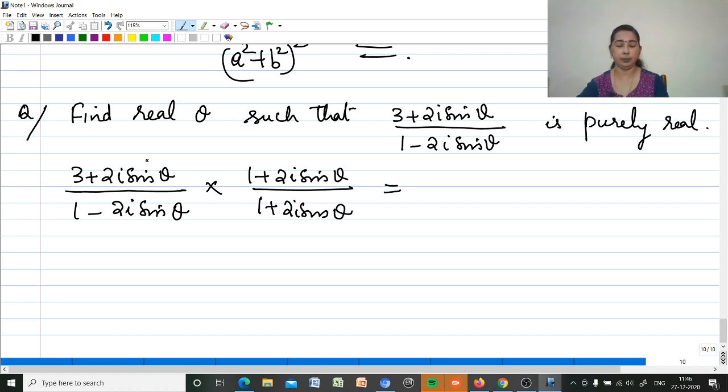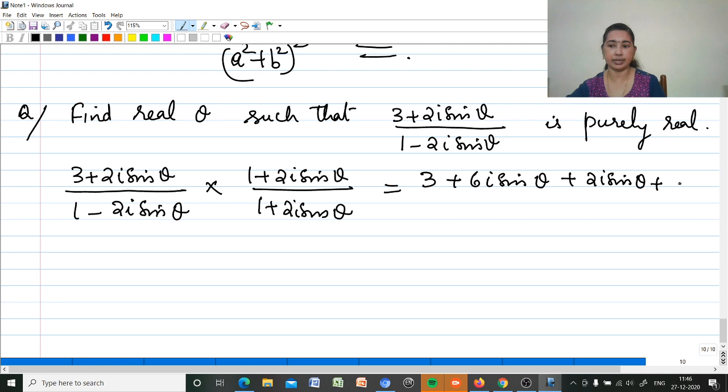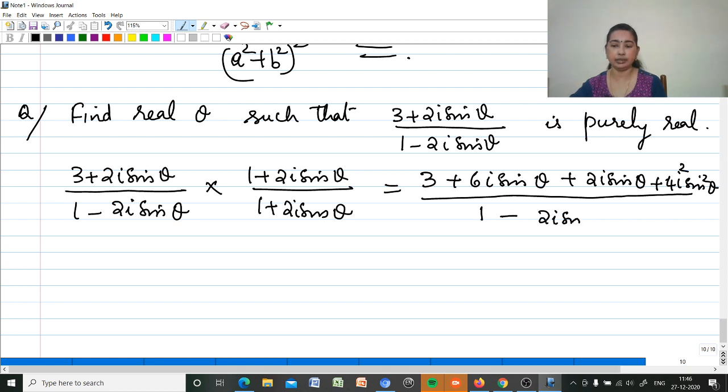That is equal to, opening the bracket, 3 into 1 is 3 plus 6i sin theta plus 2i sin theta plus 4i square sin square theta, whole divided by 1 minus 2i sin theta into 1 plus 2i sin theta, which is 1 square minus (2i sin theta) whole square.